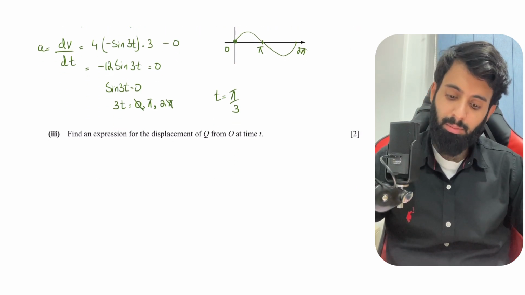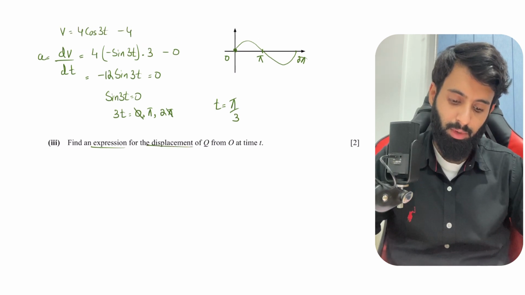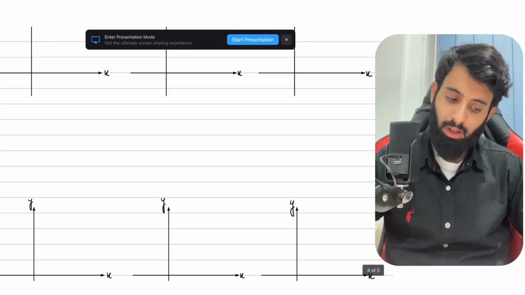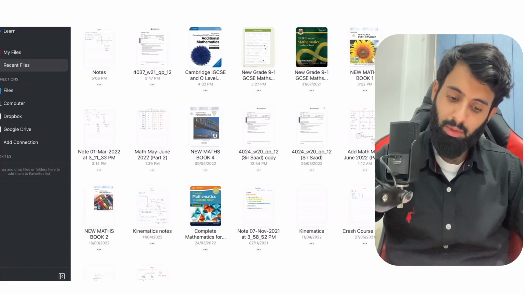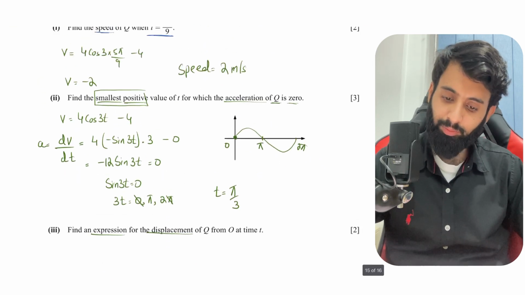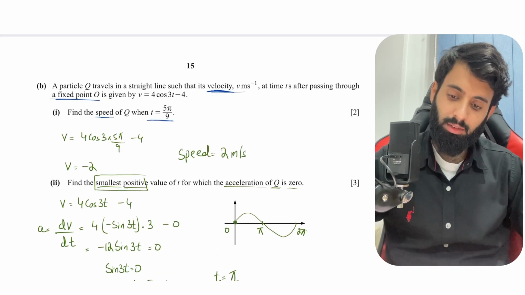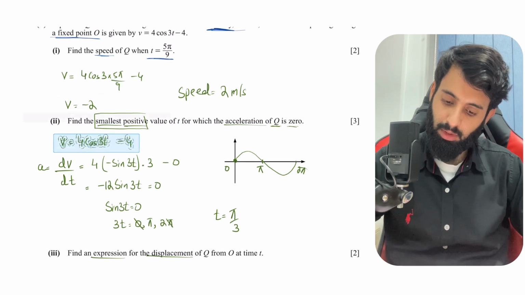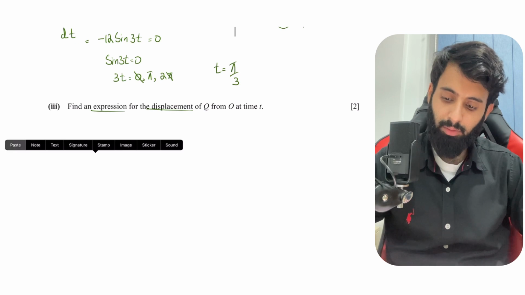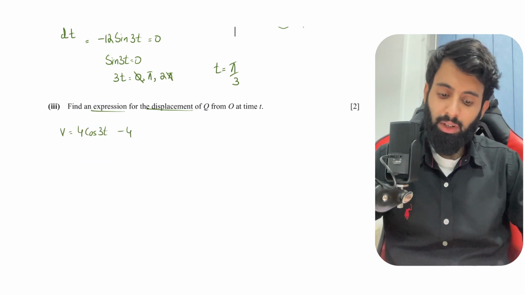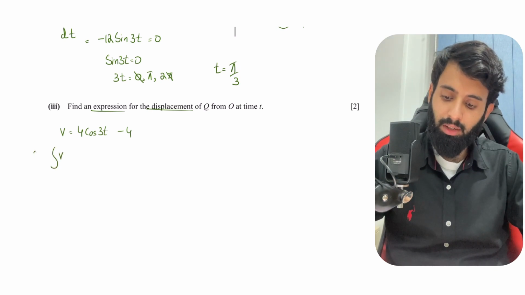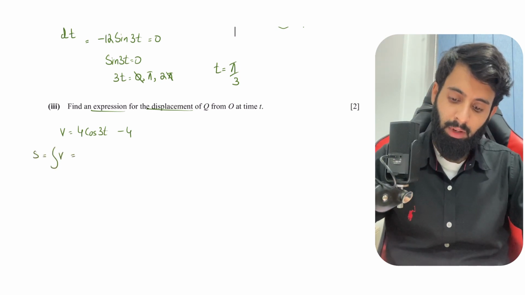Okay, now we're on part 3, where it says find an expression for the displacement of Q from O at time t. So we have the equation of velocity, and we want to use that to find the equation for displacement. Let me just copy this equation and paste it over here. Now, what do I need to do in order to convert velocity to displacement? The answer is you need to integrate velocity. And that's what I'm going to do.